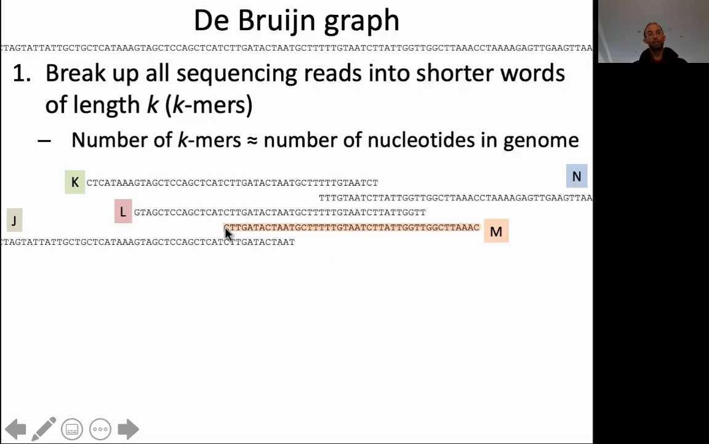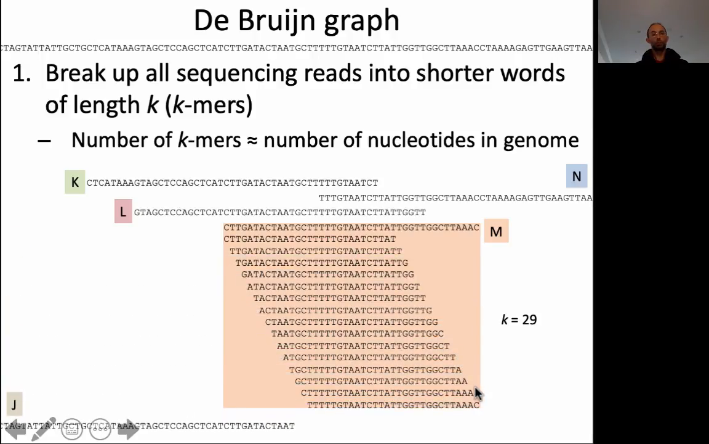Every read is split up into shorter words called k-mers. For example, if we look at read M over here, we can split it up into k-mers of length 29 nucleotides as follows. So there's about 15 or so k-mers of length 29 in this read M. And you can imagine that if all of the reads are derived from the same genome, then the number of k-mers in the graph will never be larger than the number of nucleotides in the genome, because at every position in the genome, a new k-mer will start.